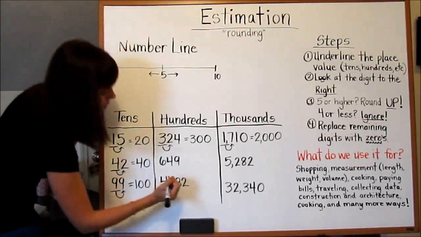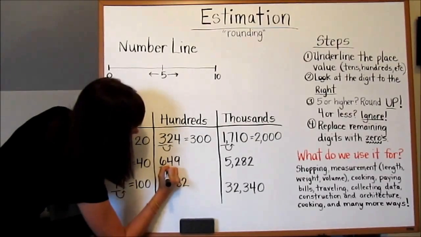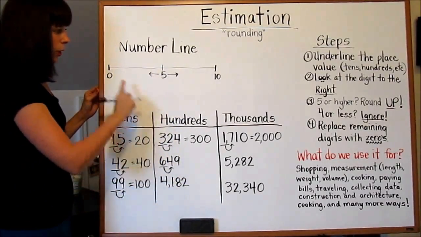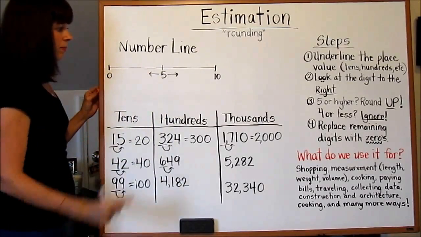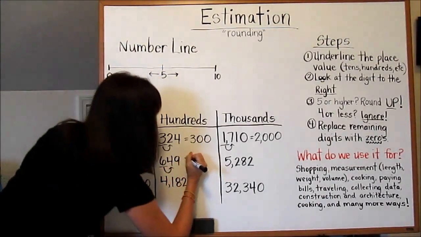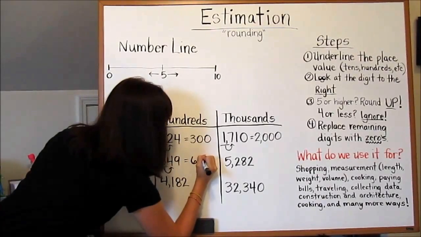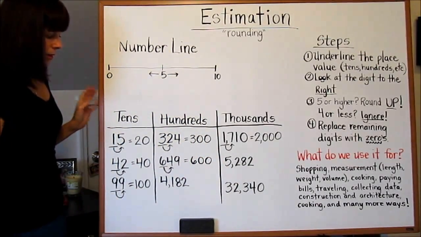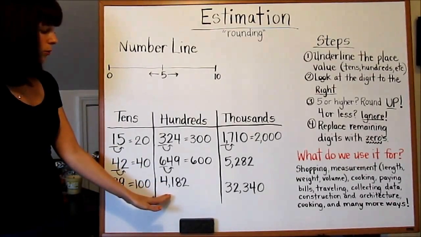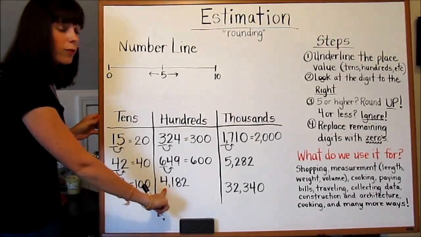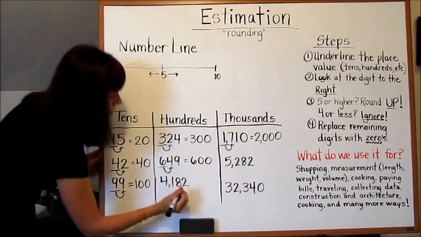Moving on to the hundreds. Here we go. Underline the place value. Look immediately to the right. Where would that 4 go on the number line? This side, right? So we ignore it, we leave the 6 alone, and it stays 600. Now here, we're still estimating to the nearest hundreds. So don't let it throw you if it's more than in the hundreds.